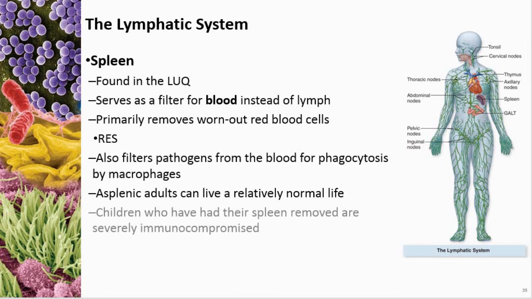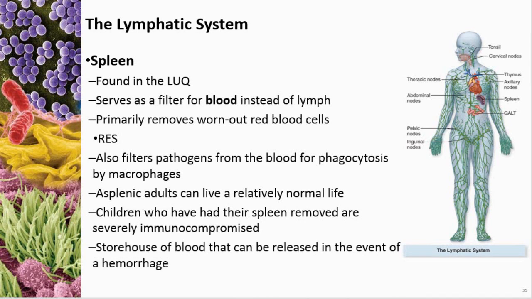Now, children, on the other hand, have some issues. Really, really young children and fetuses won't survive. They have to have a spleen because they don't have developed red bone marrow, and so they don't produce red blood cells. We use the spleen when we're very young to produce red blood cells, but once we have red bone marrow, we don't need it for that anymore. However, they still use it to produce white blood cells as well, and so they are immunocompromised.